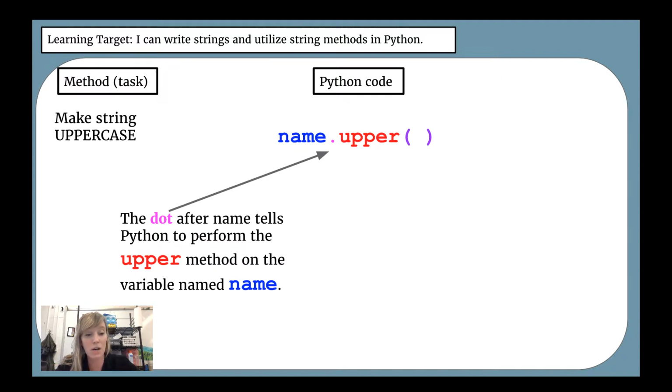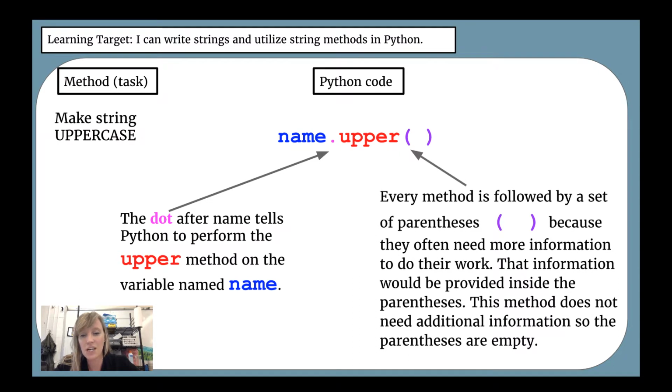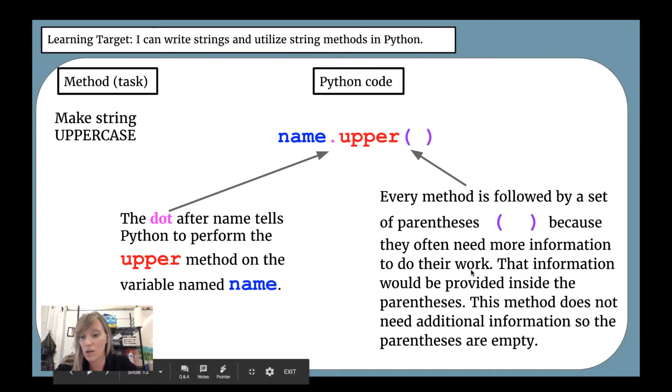Python uses dot notation all the time in order to perform something. So you say upper, which is the name of the method, and then there's actually nothing that you add in these parentheses here. Sometimes the parentheses need more information to do their work. That information would be provided inside the parentheses. This method does not need additional information, so the parentheses are left empty.